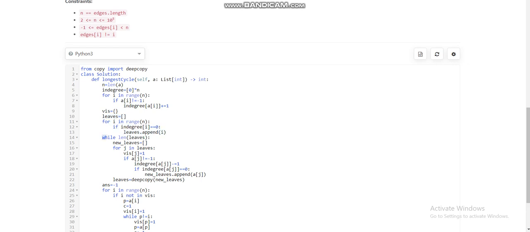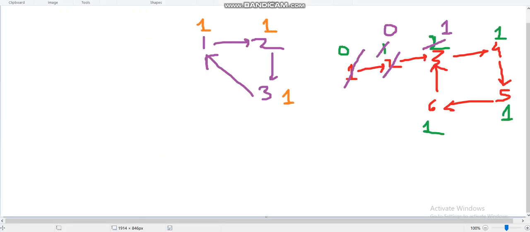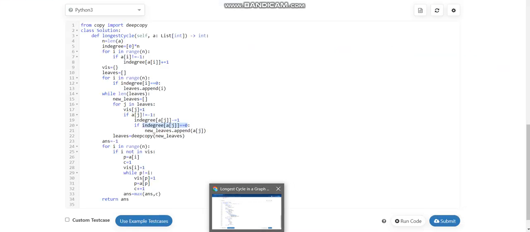And now this is Kahn's algorithm, I think you all know it. I iterate over the leaves and mark the leaves as visited, and if a leaf has an outgoing edge to a[j], I decrease the in degree of a[j] by 1. If the in degree of a[j] is 0, I append a[j] to the new leaves, and at the end I set leaves to new leaves. After that, all the nodes which are not part of a cycle are removed from the graph. I mean all of them will be marked as visited.